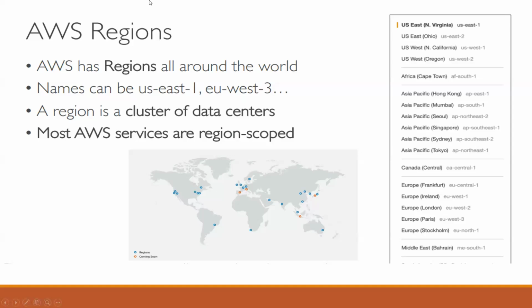So every region has, when you log into the AWS account, the regions US East North Virginia, US Ohio, North Carolina. So where you want to deploy your application, where you want to build your AWS infrastructure. AWS has regions all around the world. A region is a cluster of data centers. Most AWS services are region scoped.